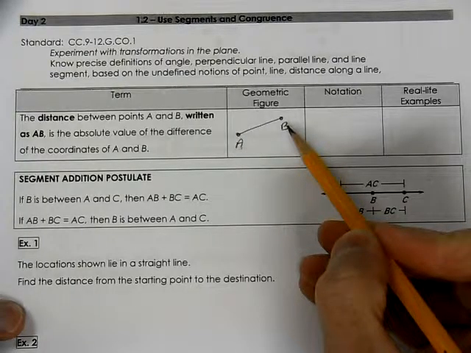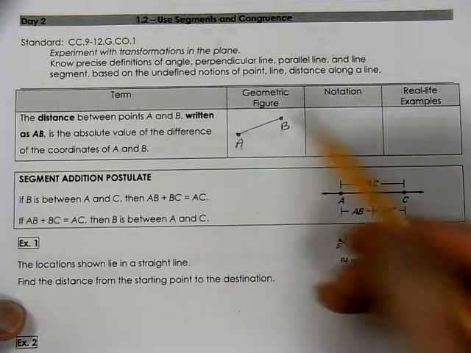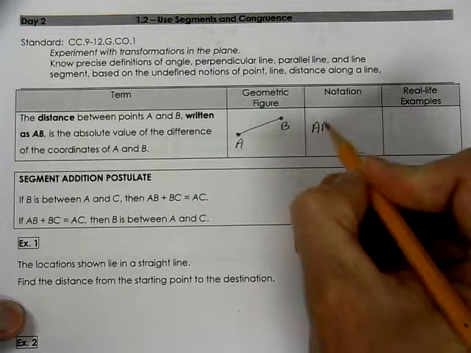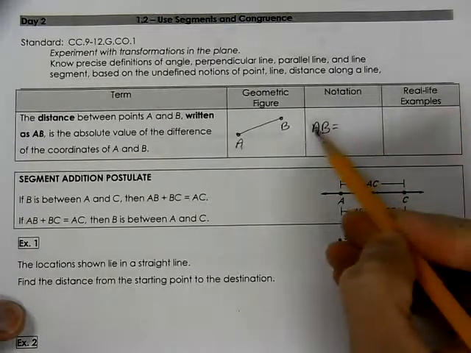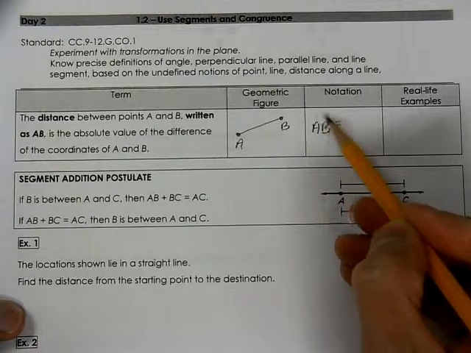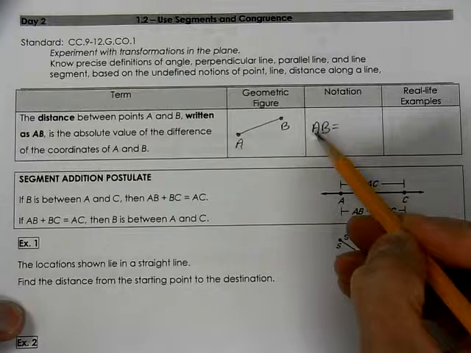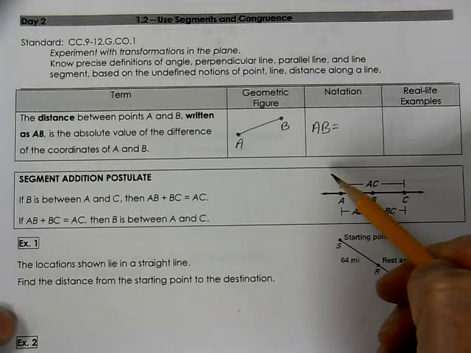We have point A and point B. We could be looking at the distance between that, and a notation would be AB. Notice that this notation does not have a bar above it. It's just the AB letter with the equal sign.